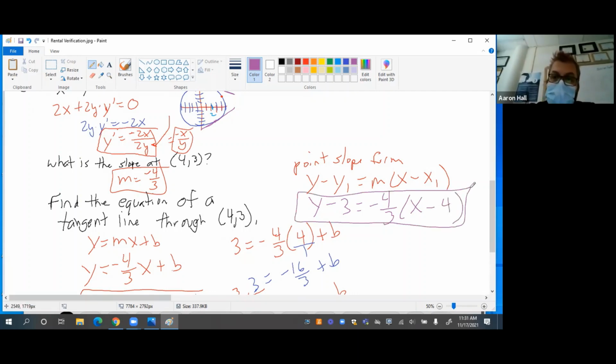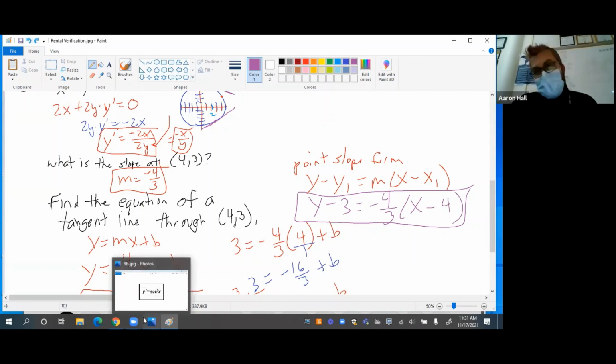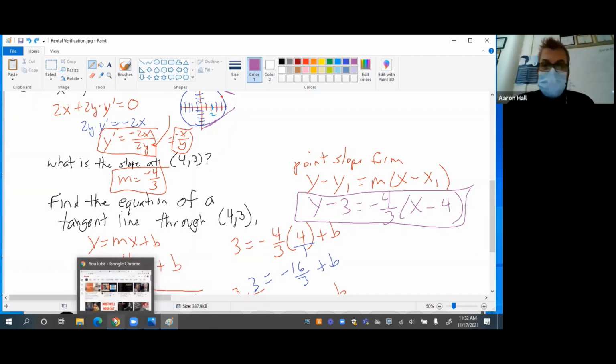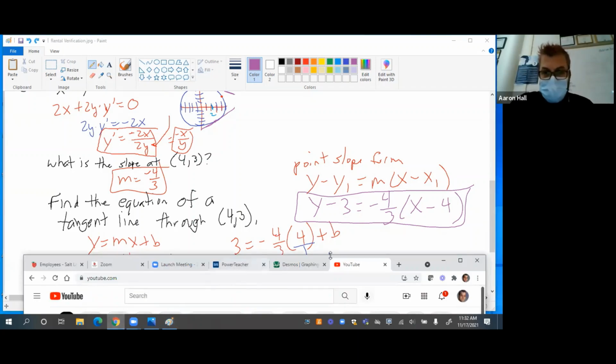Thomas, are you okay with that? Yeah, that's a legitimate equation. The only problem is if that's not a multiple choice question, you'll have to rewrite it. Just distribute and then add the 3. Yeah, I like point slope form. I think I like slope intercept more, but it doesn't matter. It's just personal preference. So I'm going to Desmos this.